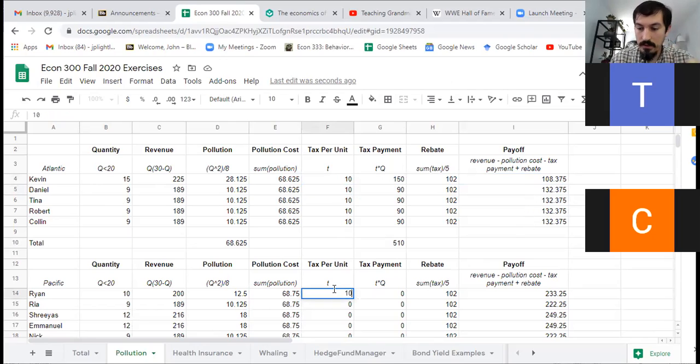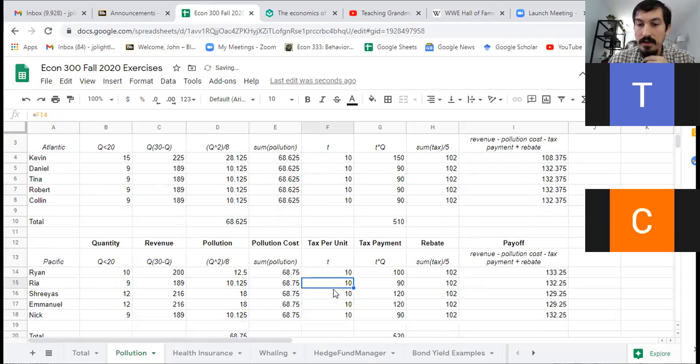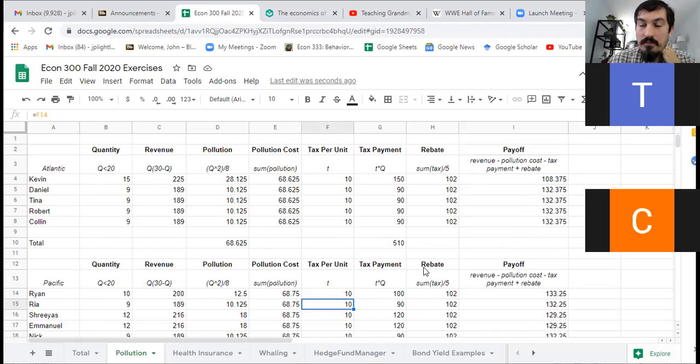I'll make it 10 here. I think that'll work. Yeah. What happened here with 10? Now the people who did the best are Ryan, Ria, and Nick. Whereas the people who had the higher quantity, because they had to pay such a high tax, they're actually doing worse. Do you guys understand how the tax works?